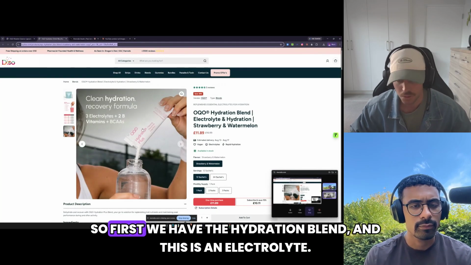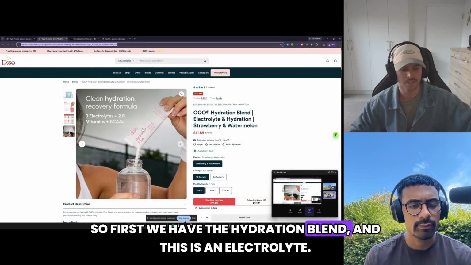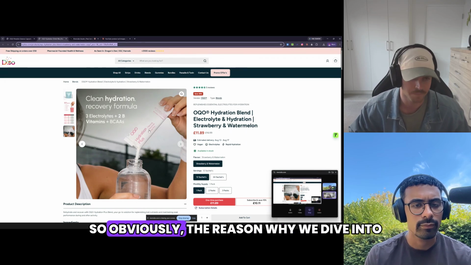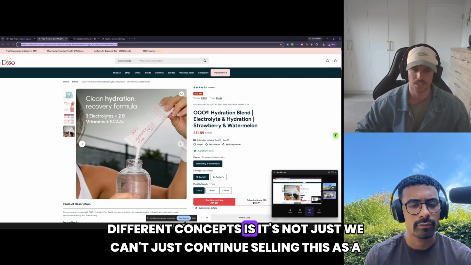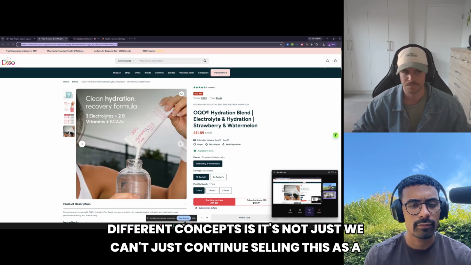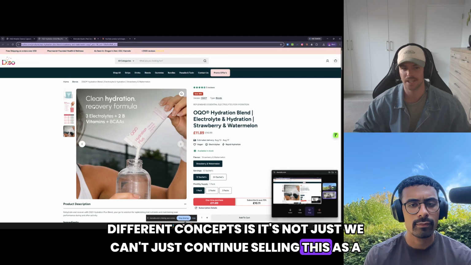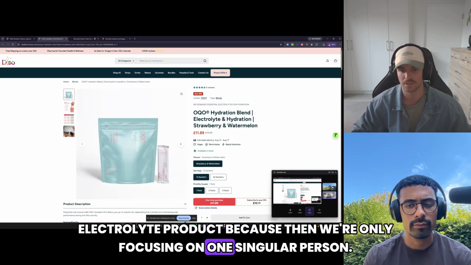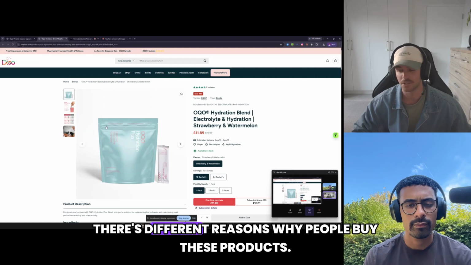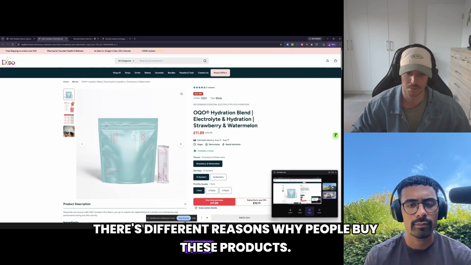So first we have the hydration blend, and this is an electrolyte. Obviously the reason why we dive into different concepts is we can't just continue selling this as an electrolyte product, because then we're only focusing on one singular person. There are different reasons why people buy these products.